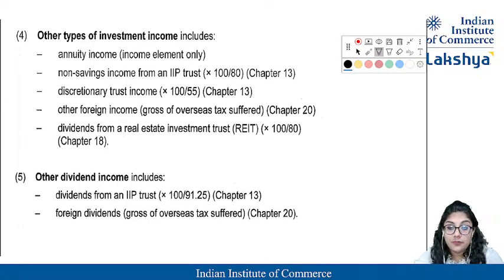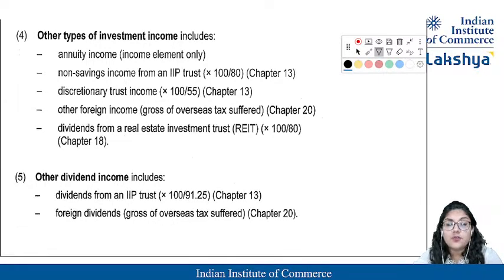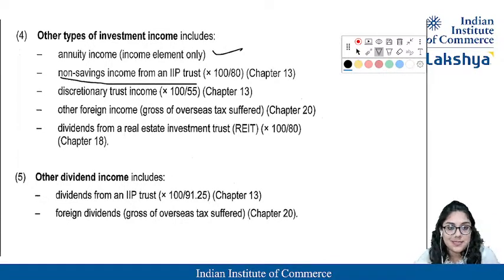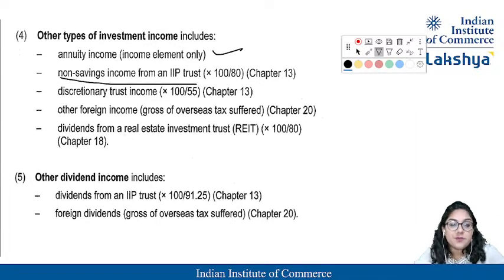Please take care of all this, which is important: if you have earned any annuity income, only the income element is taken care of. If I'm having non-savings income from any PPE, or any income from a trust on which taxes have already been reduced, please book it at gross. If 20% tax was reduced, please show it as 100.